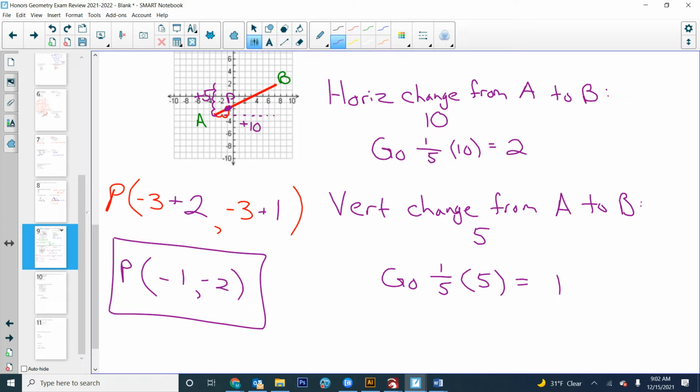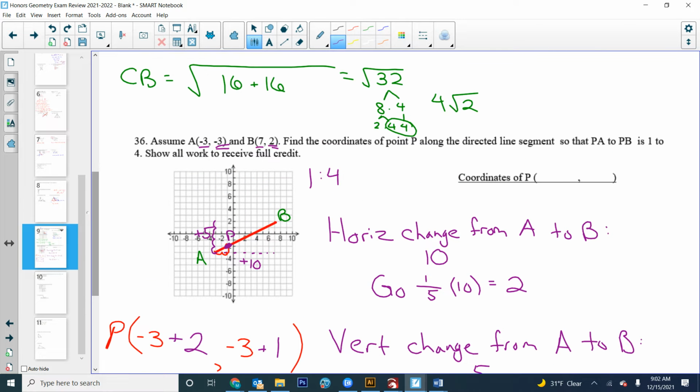Now, the part that I think some people were struggling with was the ratio. Let's practice really quick. What if I say the ratio is 2 to 7? You'd do 2/9 of the way, wouldn't you? What if I say it's 1 to 3? You go a fourth of the way.